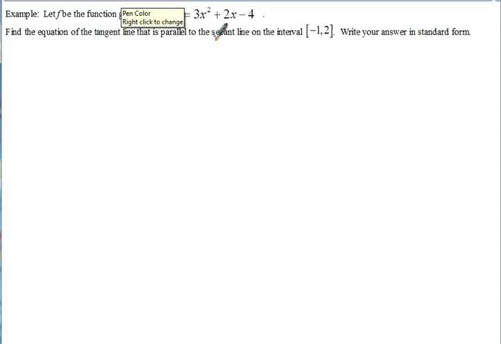The secant line represents a line that goes between 2 points. So there's our function f. 2 points, in this case it's negative 1 and 2. That would be the secant line. What we're looking for is a tangent line that's parallel to that. So in this case it looks like it'd be about right there.